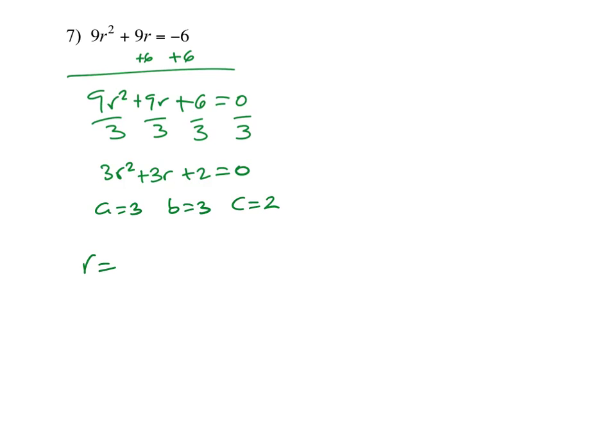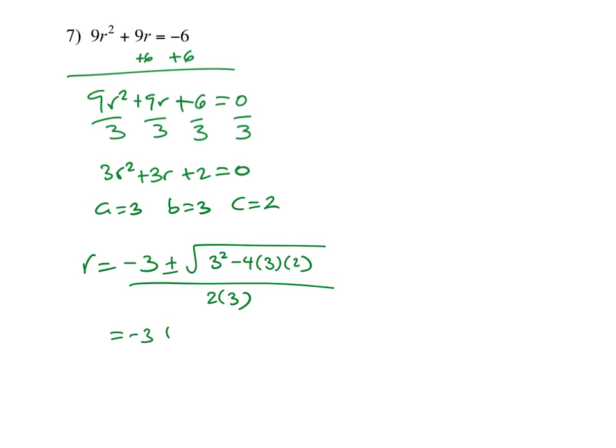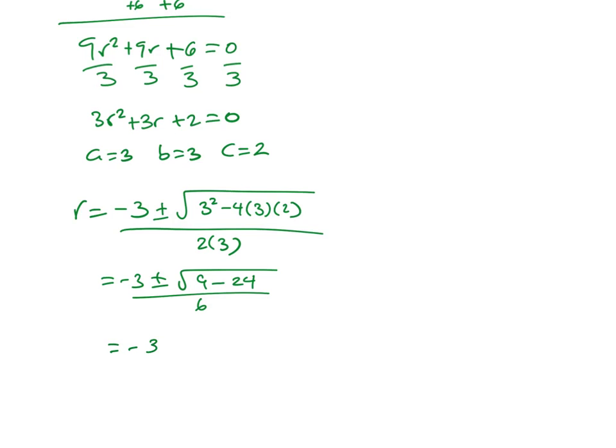So r equals the opposite of b, so negative 3, plus or minus the square root of 3 squared minus 4 times 3 times 2, divided by 2 times 3. So negative 3 plus or minus the square root of 9 minus 24, divided by 6, and negative 3 plus or minus the square root of negative 15 divided by 6. But because I have a negative inside of here, I need to take out the i. So r equals negative 3 plus or minus i square root of 15 divided by 6.